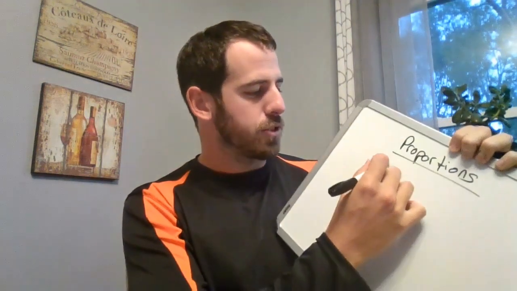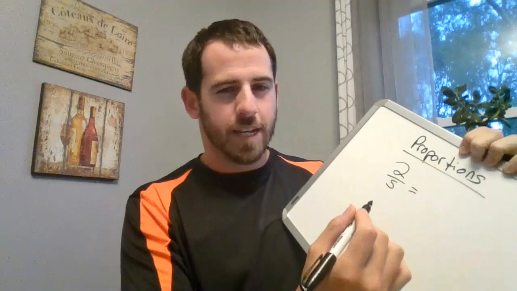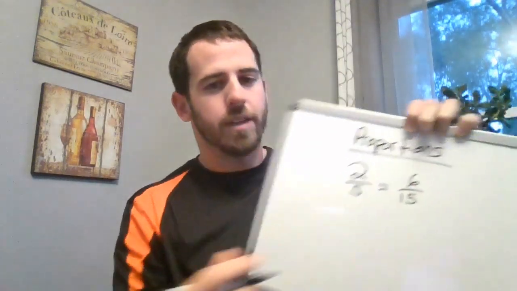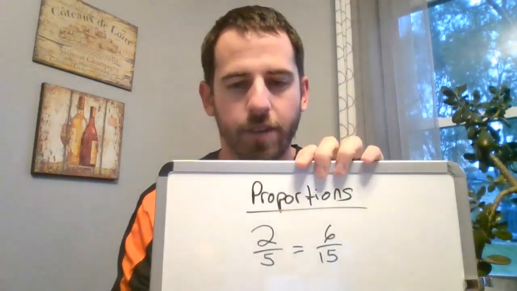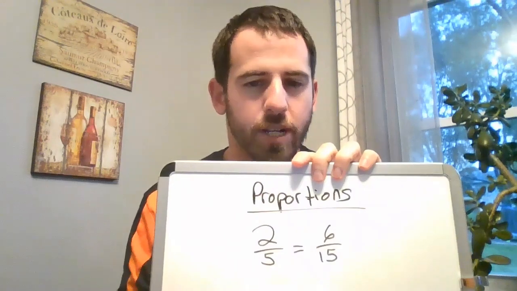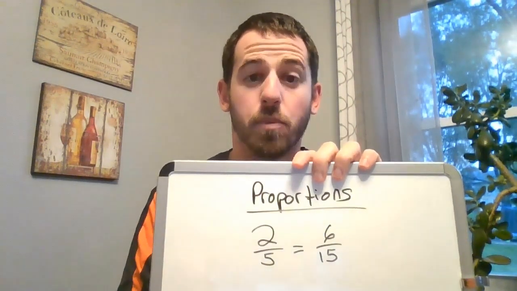So a proportion, you know a proportion as something like 2/5 is the same as 6/15. Okay, those are proportional. If I were to multiply the 2/5 by 3, I'd get 6/15. They are proportional. That's what makes them a proportion.